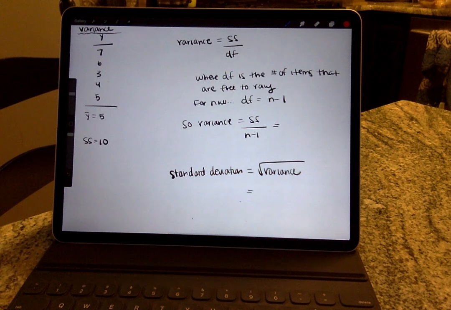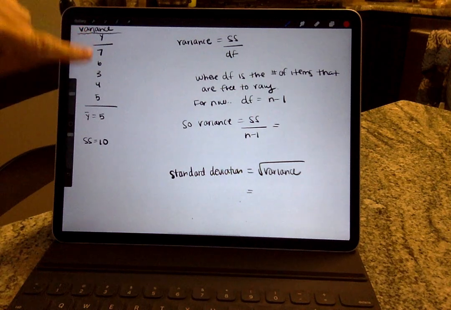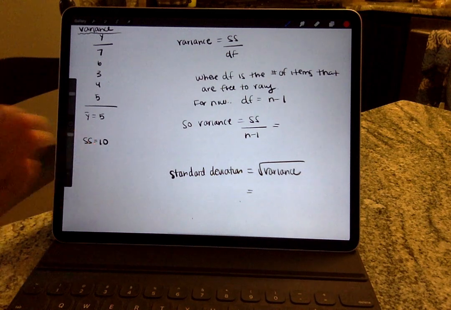Okay, so this is part two of the variance problem. In the first part of the video, we were working with these five numbers, 7, 6, 3, 4, and 5. The mean was 5. We went through the four columns to calculate the sum of squares, which was 10. All right, so in this video, once we have the sum of squares, I'm going to show you how to calculate variance and the standard deviation.